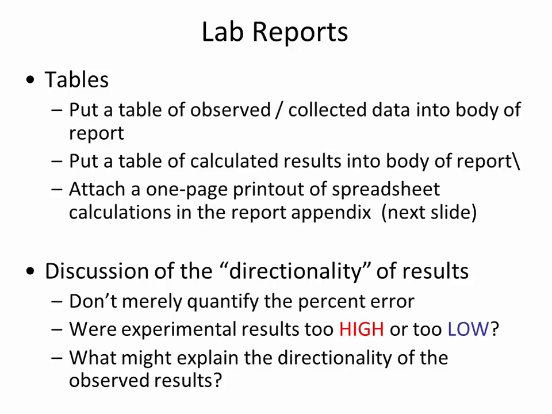So when I start getting reports from here on out, I'm going to be looking for whether your discussion goes beyond just telling me what the percent error is, and explains what it means if it's too high or too low, and how you tie that into the theory. The theory in this lab report is energy losses. So why was there more energy loss than the theory predicted there ought to have been? Any questions about that?